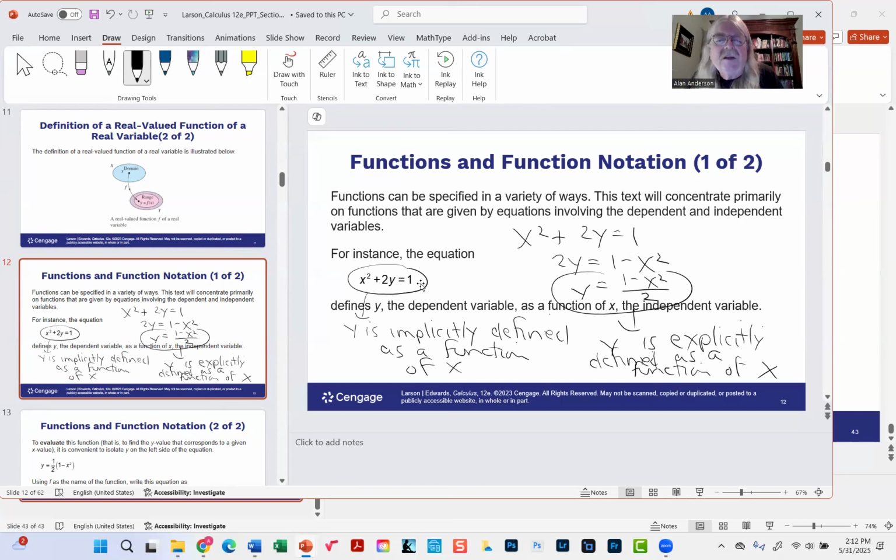On the left over here, the x's and y's are all together. So while y is being defined as a function of x, it's only implicit, it's implied. We don't know what that direct relationship is. On the right-hand side, we do.